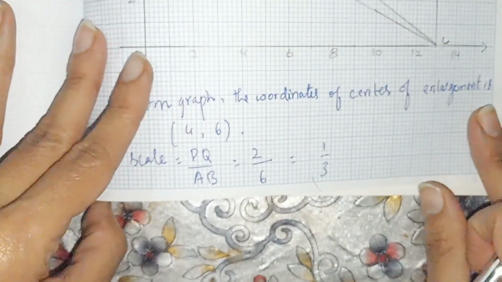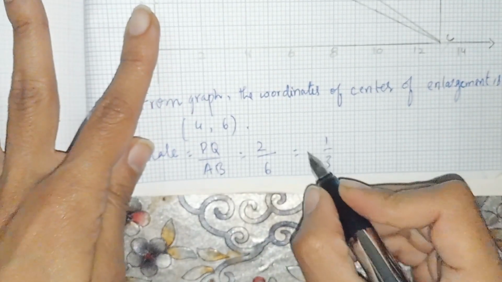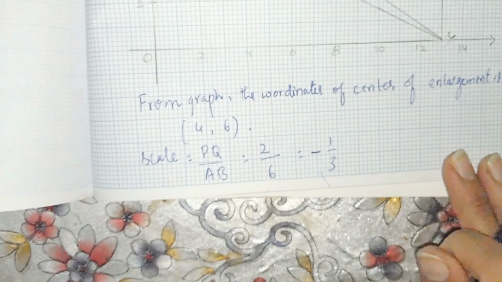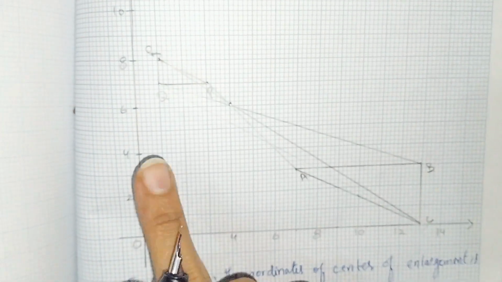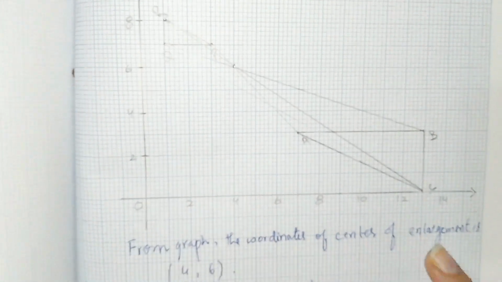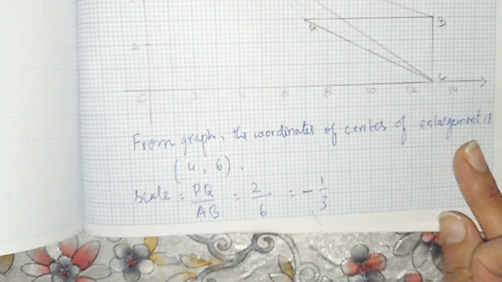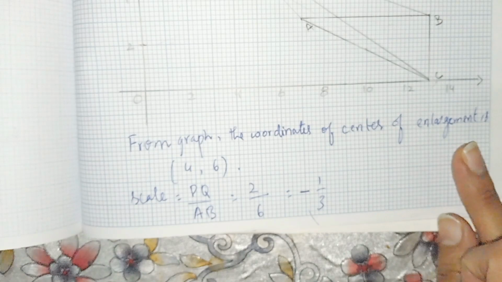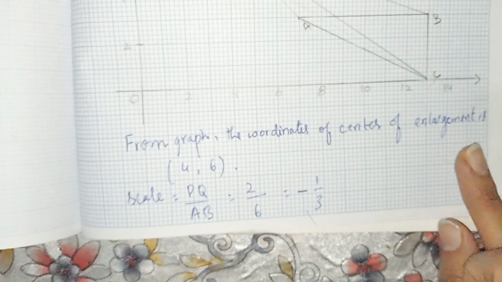Now students, we have to add the minus sign there because the image is on the opposite side of the object. This is the image and this is the opposite side of the object. That's why we have to add the minus sign in the scale factor. And now students, the question D part is solved.